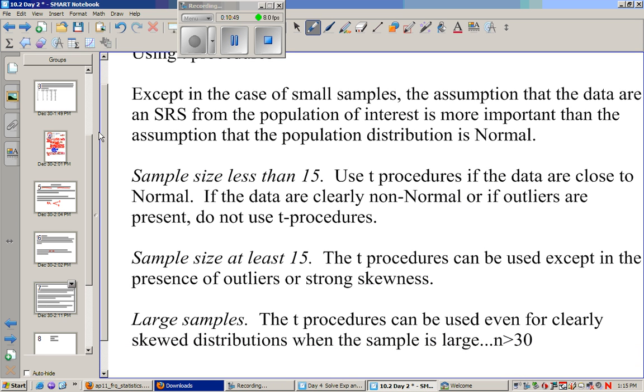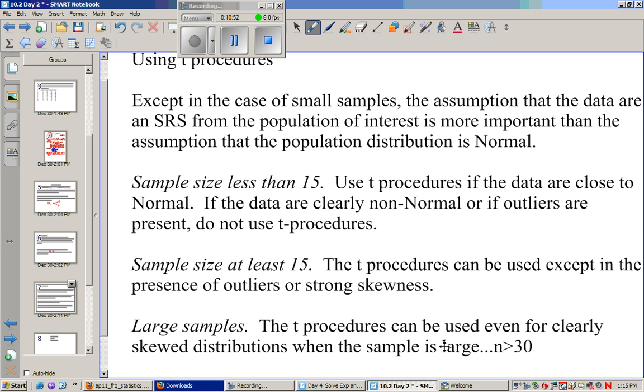Now, when using t procedures, it's pretty much the same as before. If n is greater than 30, the central limit theorem tells us that it's approximately normal. If it's at least 15, t procedures can be used except in the presence of outliers and strong skewness. If it's less than 15, we want to use t procedures only if it's close to normal. If the data are clearly not normal or if there are any outliers present, then we don't want to use the t procedures.